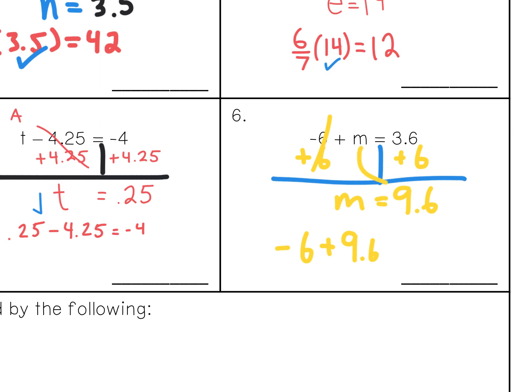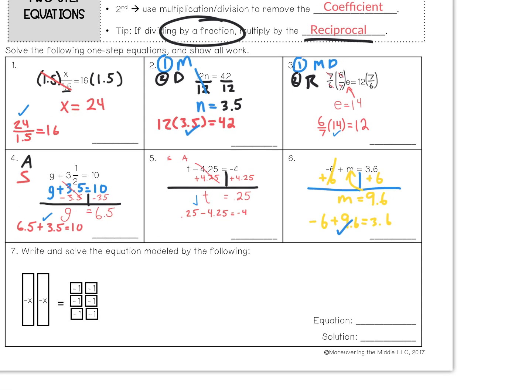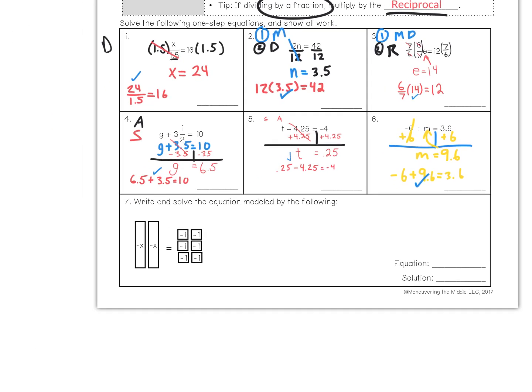Okay, last step. Let's verify that that's true. Plug it in for M. So, does anyone have a question why I'm putting it in the place of where M was? It's because it equals that variable. That letter is now that value. M is 9.6, so if I take it and replace it, when I plug it in, I should get the correct answer. Okay, so does it work? Great.